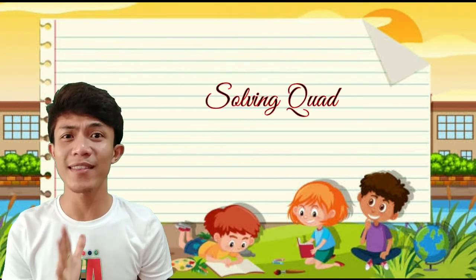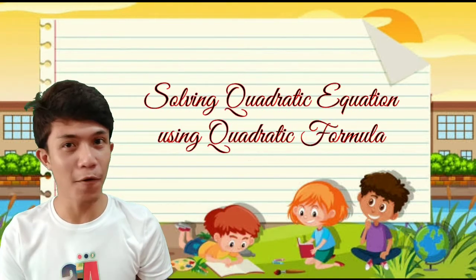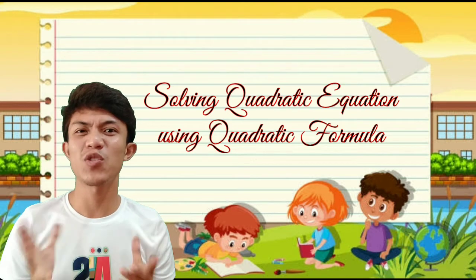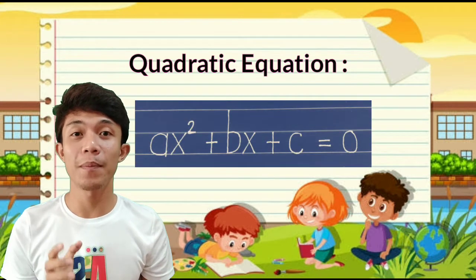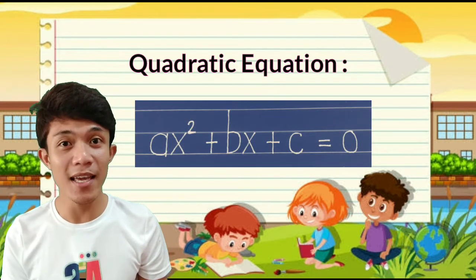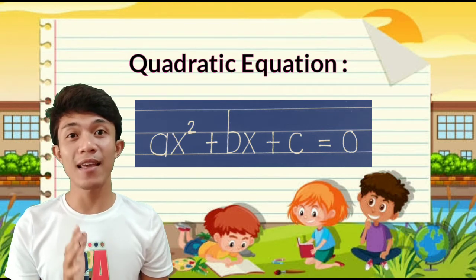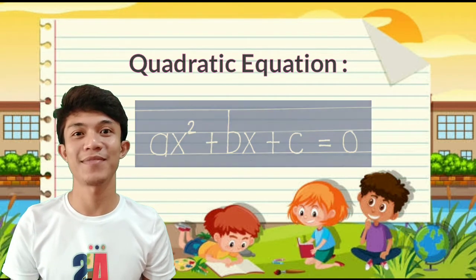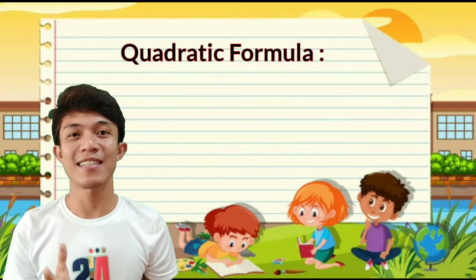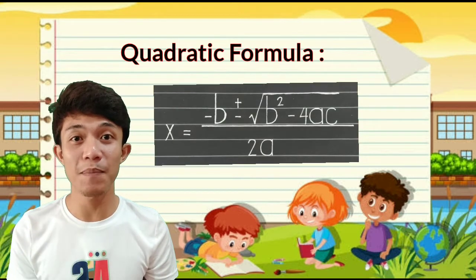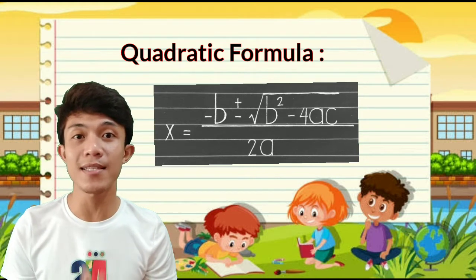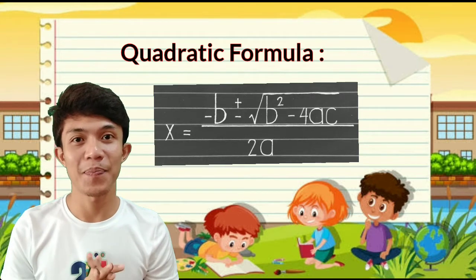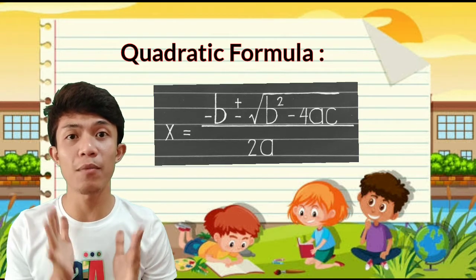So for today's video, I will teach you how to solve quadratic equations using the quadratic formula. Before we start, I just want you to know that the quadratic equation is ax squared plus bx plus c equals 0. The quadratic formula is x equals negative b plus or minus the square root of b squared minus 4ac, over 2a. So that is the quadratic formula.